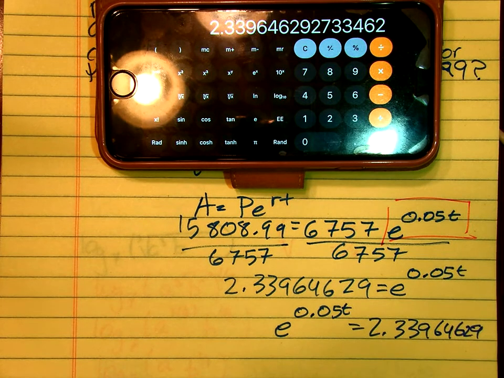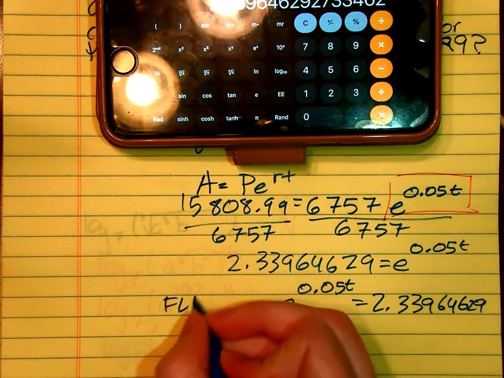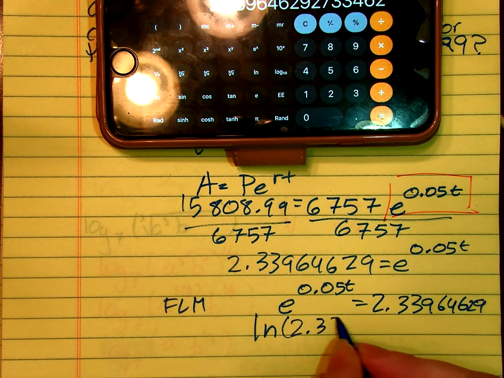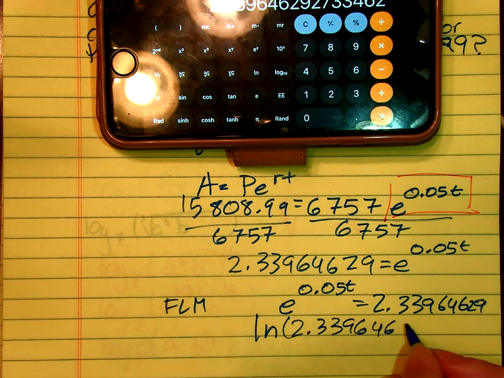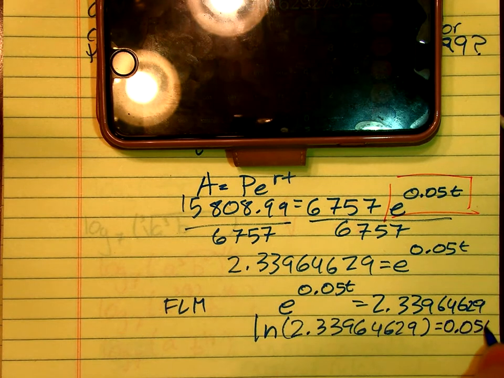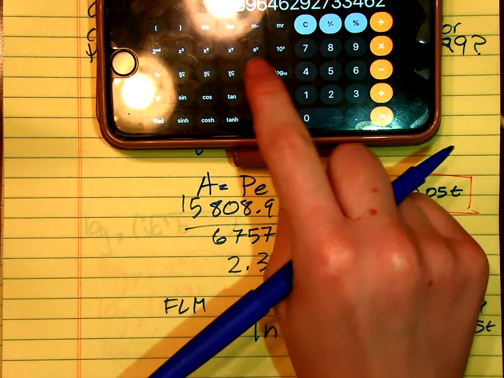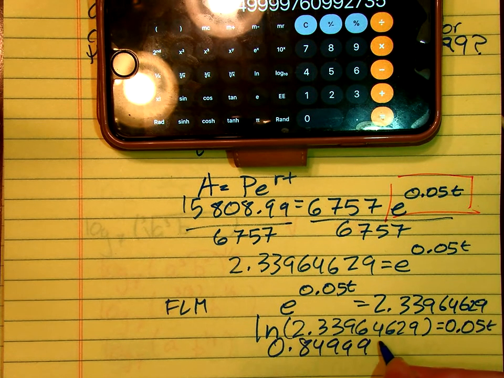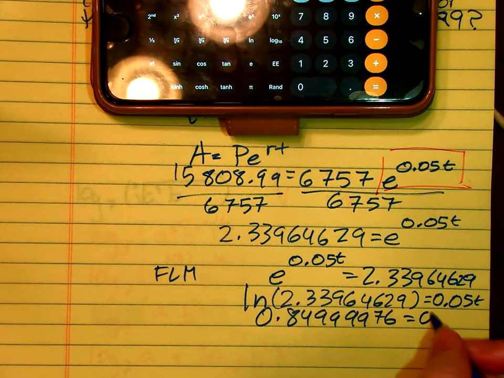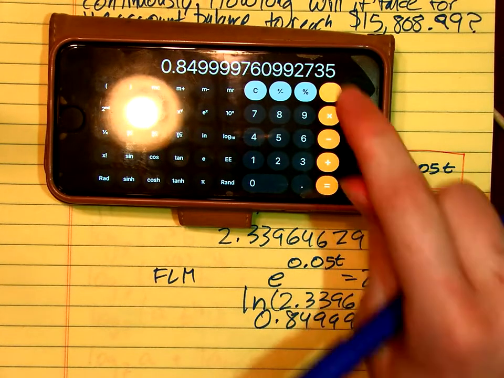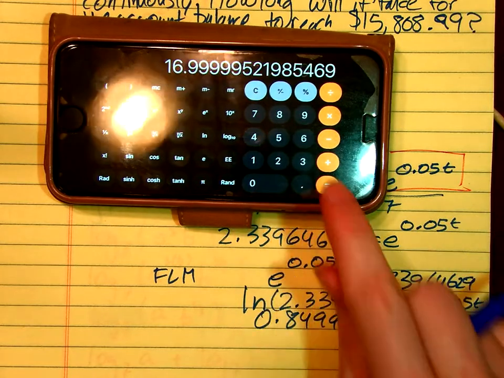And now I go ahead and do first, last, middle. Natural log first of last, 2-point disgusting number, equals the middle, nice even 0.05 times t. Let's take the natural log of this guy. We get 0.849999 going on forever equals 0.05 times t. Go ahead and divide this disgusting number by 0.05.